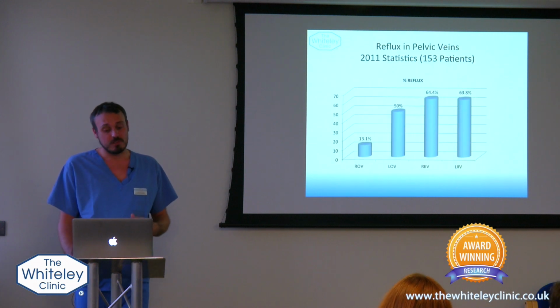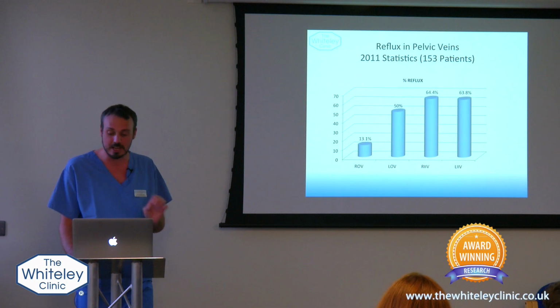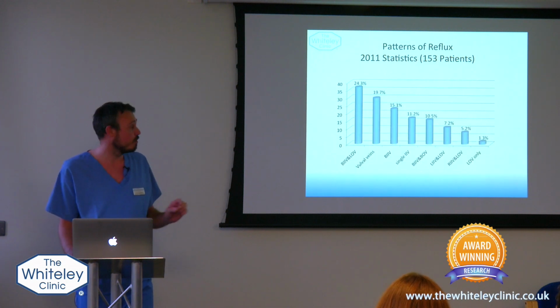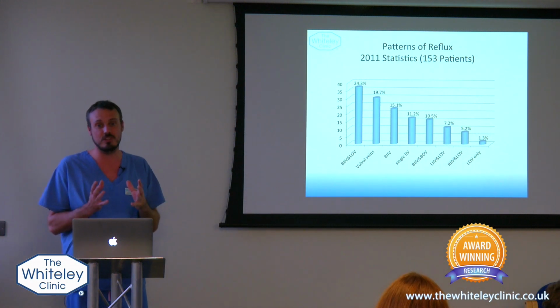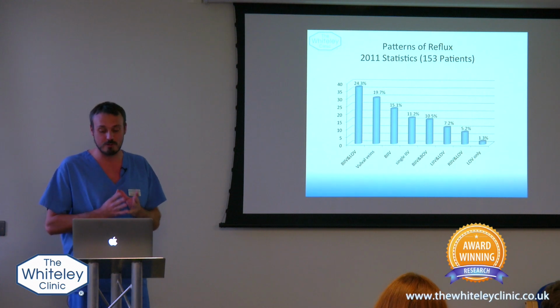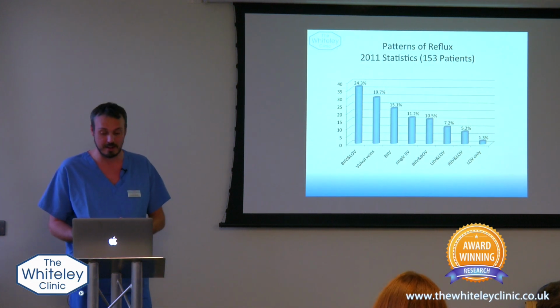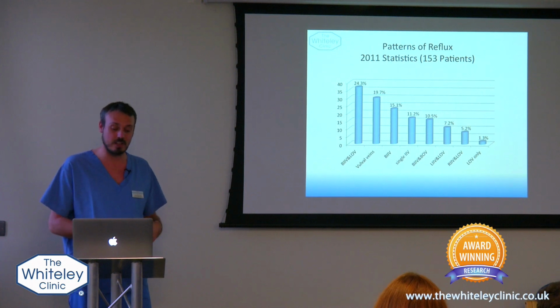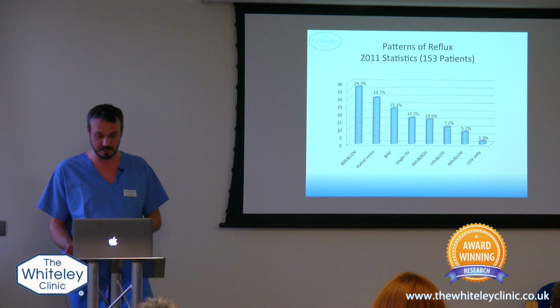And in terms of the statistics, we see that the most common percentage of reflux is in these veins. And when you look at the combination of veins where the reflux is, we see that the bilateral internal iliac veins and the left ovarian vein tend to be the most common pattern of reflux within the pelvic veins. Now, pelvic veins can come out onto the legs, like I've just said, and cause a leg vein pattern, or they can stay within the pelvis and cause purely pelvic symptoms. And I see pure pelvic symptoms very commonly without leg veins.